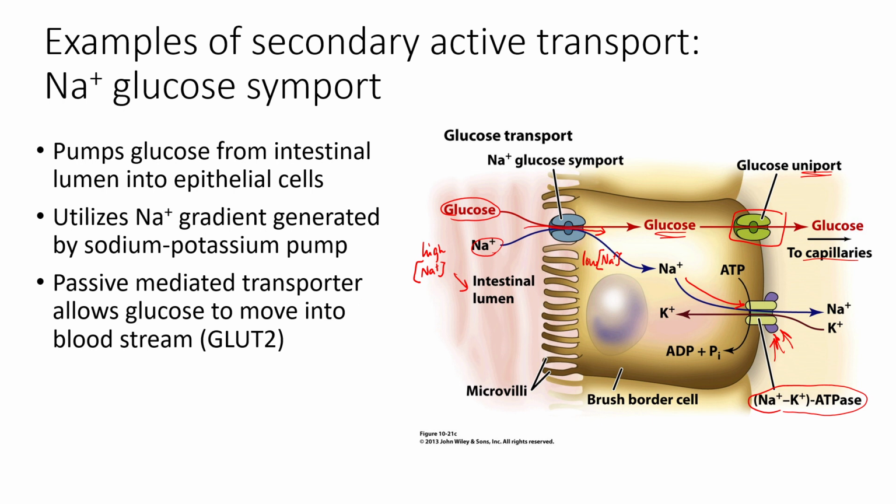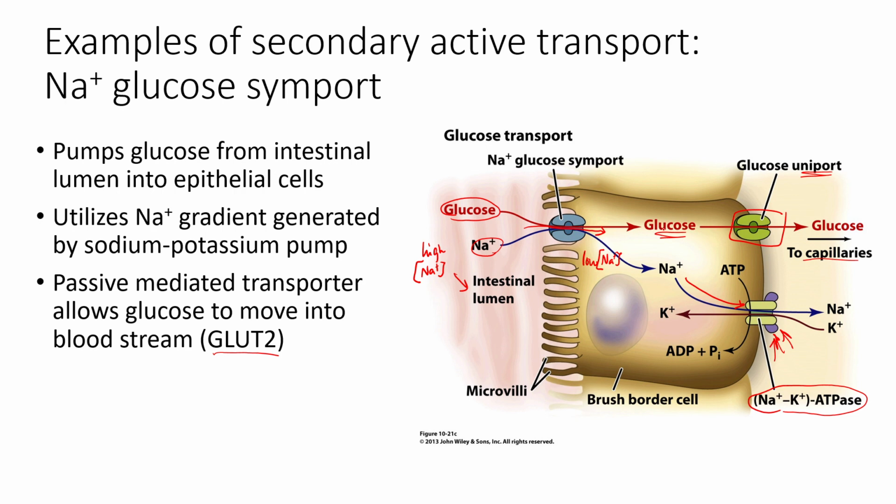So that's similar to the passive mediated glucose transport that we discussed in our last lecture. In that lecture, we talked about GLUT1, which is found on the surface of red blood cells. In this case, we have a different glucose uniporter. It's called GLUT2. And so this one does not require energy. It's just going to allow glucose to travel down its gradient into the bloodstream.